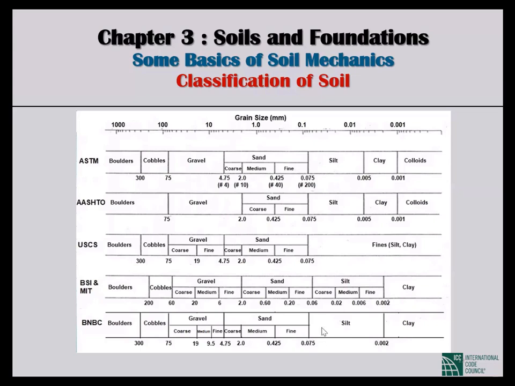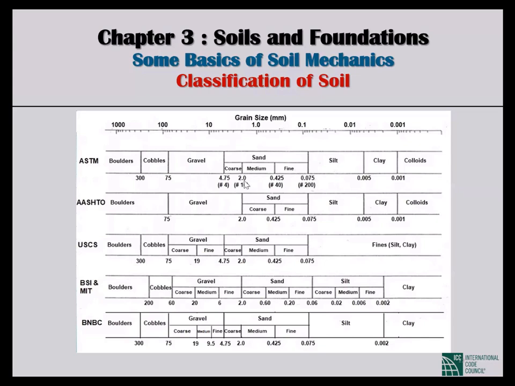We have to keep in mind, these classifications are basically based on the sieve size. As you know, we have different sets of sieves to classify the soil depending on particle size. We have number 4 sieve, which is 4.75 millimeter. We have number 10 sieve, which is 2 millimeter. We have number 40 sieve, it is 0.425 millimeter. We have number 200 sieve, it is 0.075 millimeter.